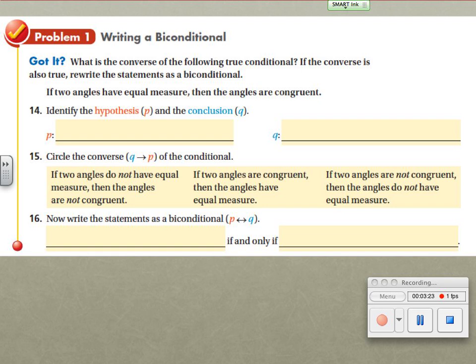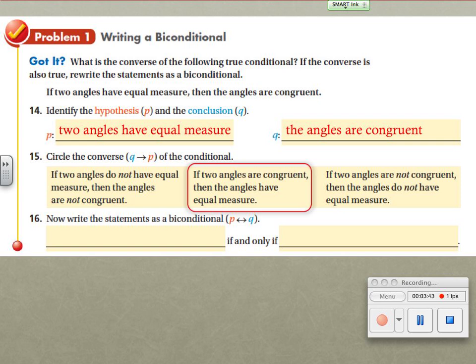So how do we write a biconditional statement? What is the converse of the following true conditional? If the converse is also true, rewrite the statement as a biconditional. If two angles have equal measure, then the angles are congruent. So first, let's identify the hypothesis. Two angles have equal measure. And then the conclusion follows the then: the angles are congruent.